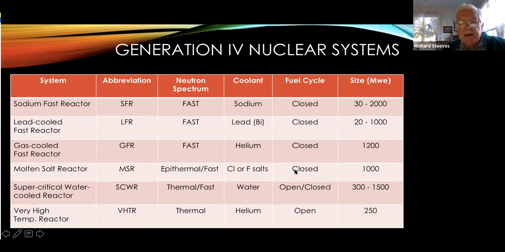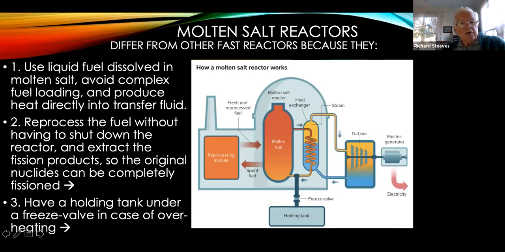That is, they continue to burn these materials, burn in the sense of the chain reaction continues, and it doesn't accumulate as waste. As I say, there is some waste still, but primarily in fission fragments, not as initial fuel. So the use of a liquid fuel dissolved in a molten salt avoids complex fuel loading. And I think it's very neat that the heat is directly passed into the transfer fluid. It doesn't have to go through the zirconium wall and damage that, sometimes with the high radiation fluxes.